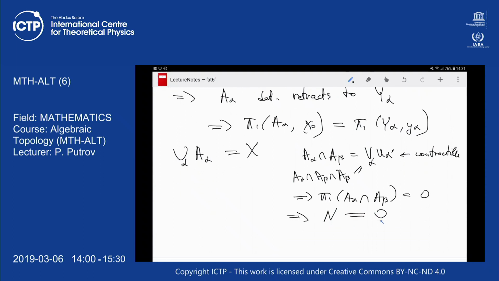Because, as a reminder, this is generated by J alpha beta omega times J minus 1 beta alpha omega, where omega belongs to pi 1 of the pairwise intersection. But since this is trivial, this is also trivial.